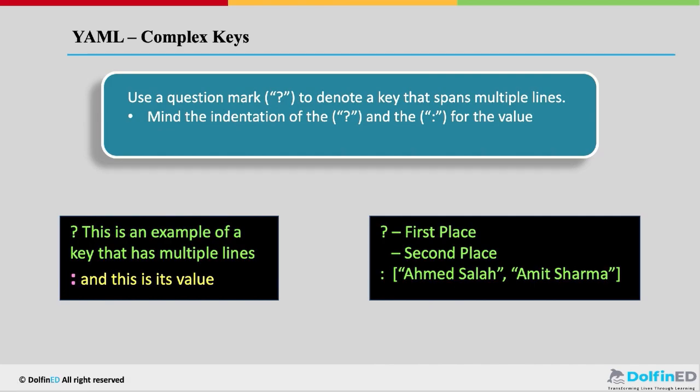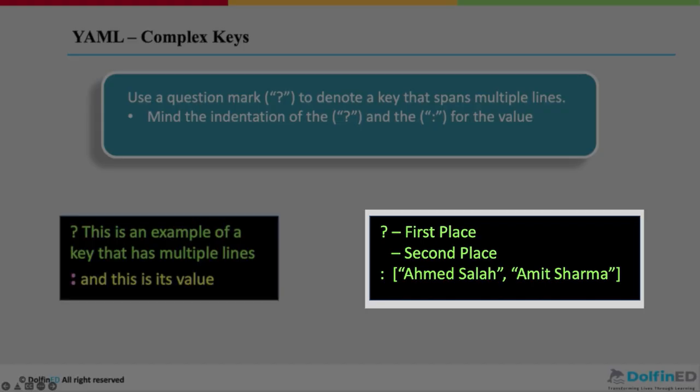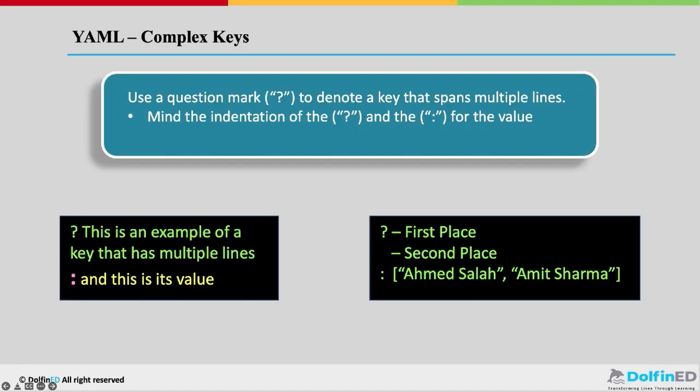Complex keys. Can I have a multi-line key, as we are showing right here, that has a colon value and then a value assigned? And the answer is yes, if you precede the key with the question mark. So let's grab that and look at how it's going to look like. So if we look at the example on the right-hand side, this is a 2-line key, which is hyphen first place and hyphen second place. And this is going to be assigned a list as a value, and the list has 2 different items.